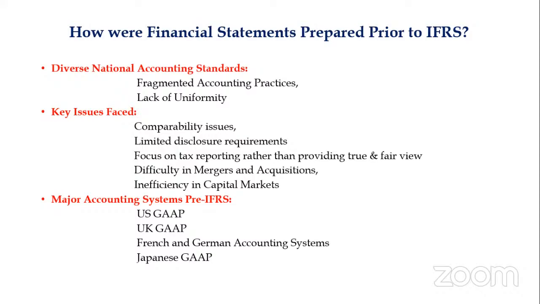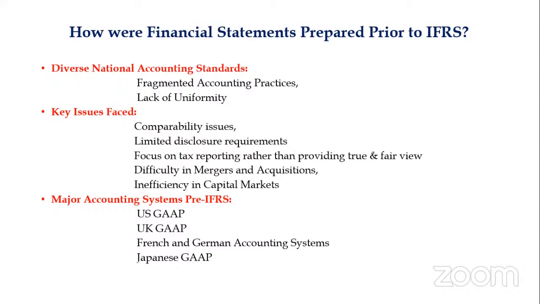Coming back to the diverse national accounting standards, as I said, before the introduction of IFRS there were fragmented accounting practices. Fragmented accounting practices means every country had its own accounting and reporting practices, and they prepared financial statements accordingly. Because of this, there was a lack of uniformity in the accounting practices of various countries. The key issues faced were, first, lack of comparability of financial statements. Global investors who wanted to invest money were unable to compare financial statements because reporting practices and approaches were different. And there was a lack of transparency. Much transparency was not there in national accounting standards, with limited disclosure requirements.